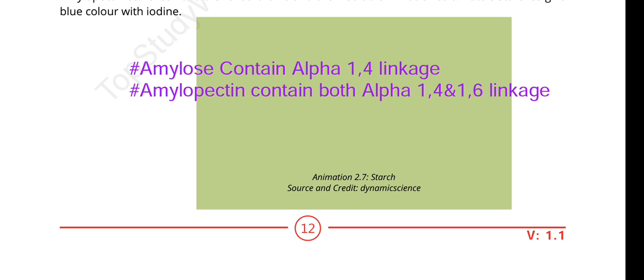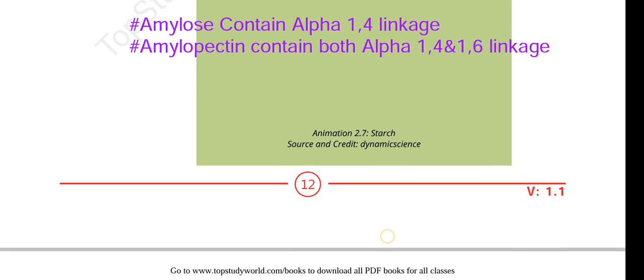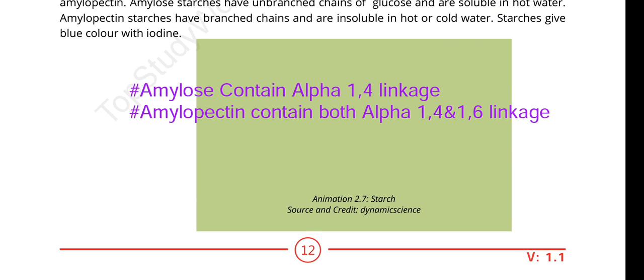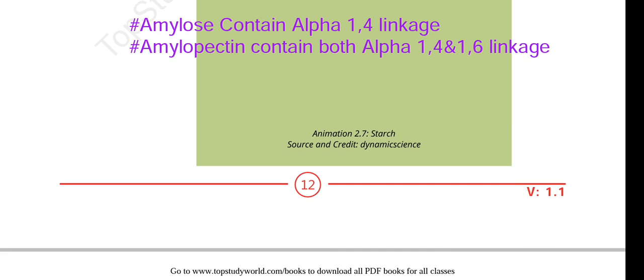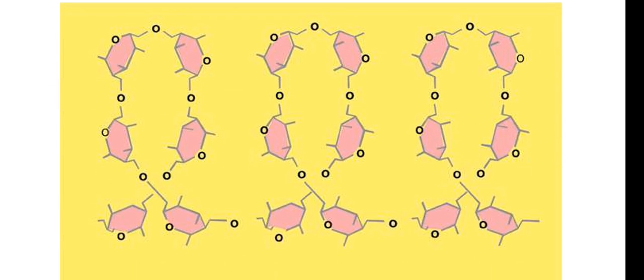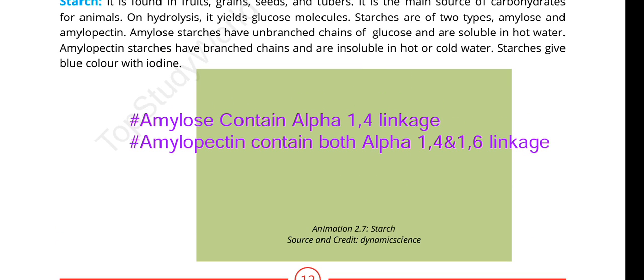Amylopectin has some similarity to glycogen, but glycogen has more branching than amylopectin, that is a type of starch. And the color with iodine, what was the color? Blue color was with the iodine. That shows the starch is a polysaccharide.